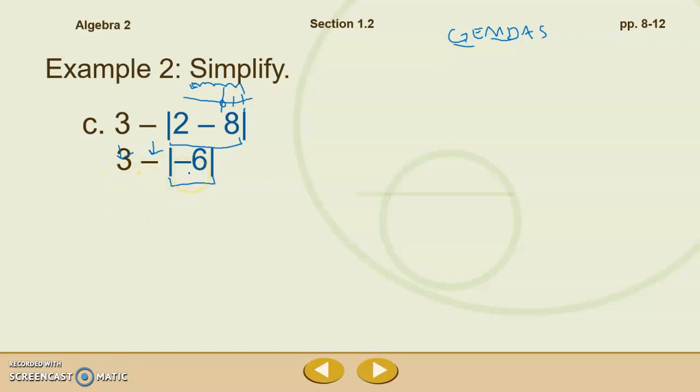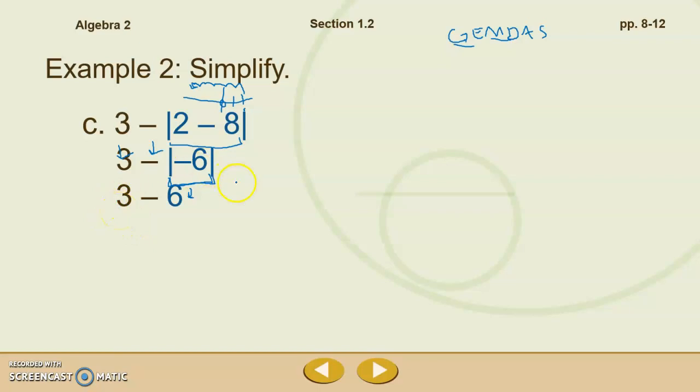The absolute value of 6 is how far away it is from 0, and negative 6 is 6 spots from 0. So I have 3 minus, and then the absolute value of negative 6 is 6. Now we can go to multiplication and division, and I don't have any. Moving from left to right, addition and subtraction, I do.